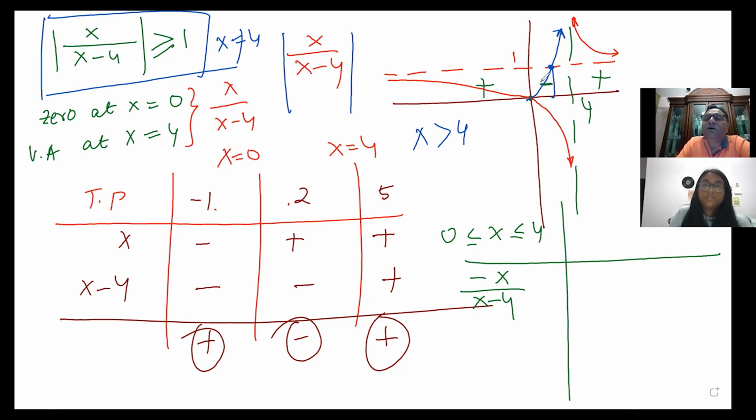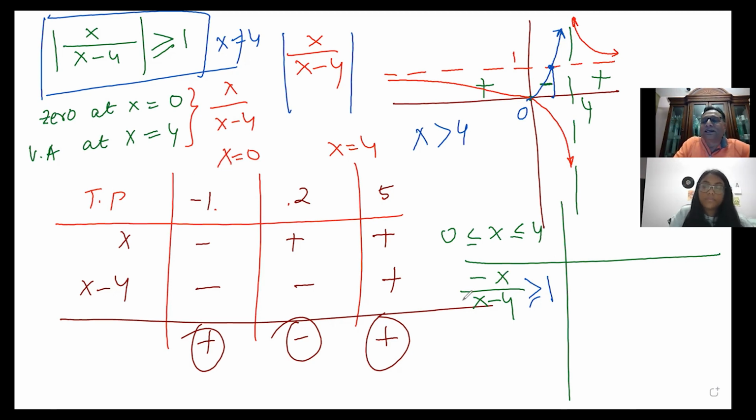We have to now work on the interval between 0 to 4 when this value is negative. Between 0 to 4, which I am trying to do, this should be greater than or equal to 1. Is that clear to you? So that is what we need to solve. Can you solve this now? We know x is positive. So we need to now solve this inequality, correct?